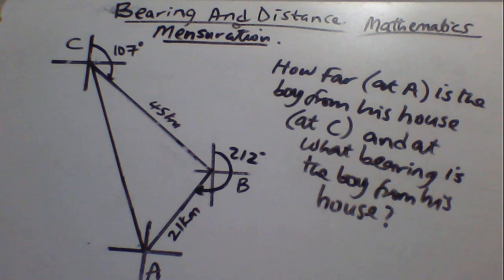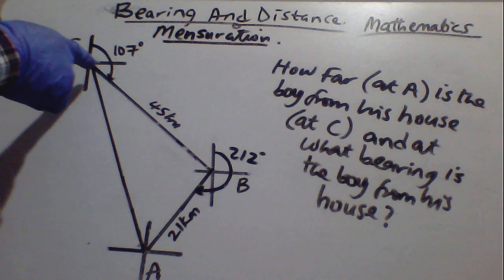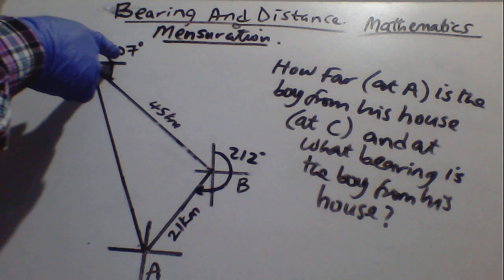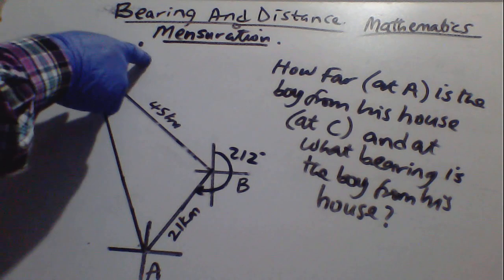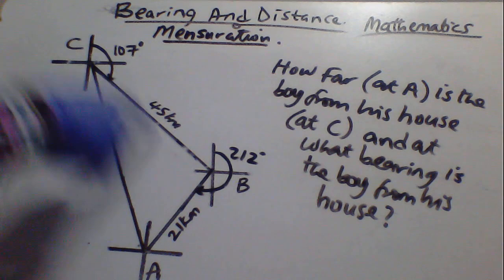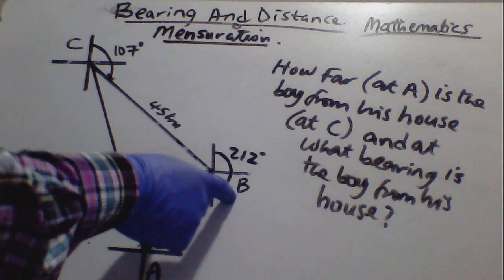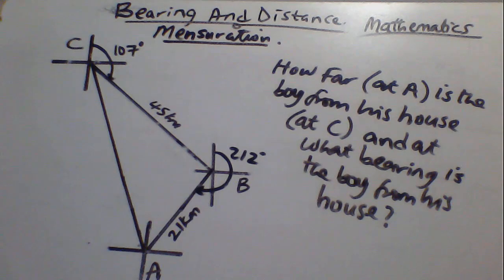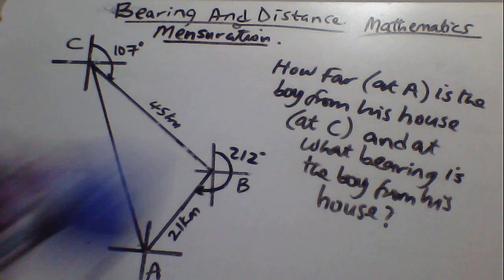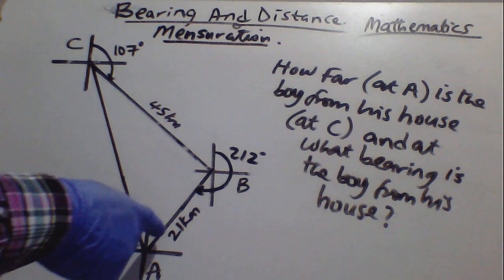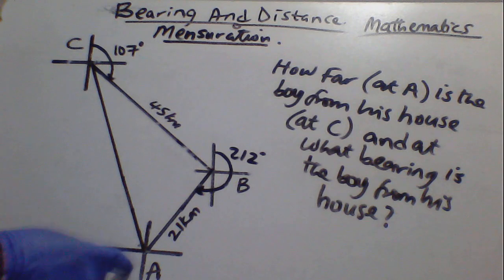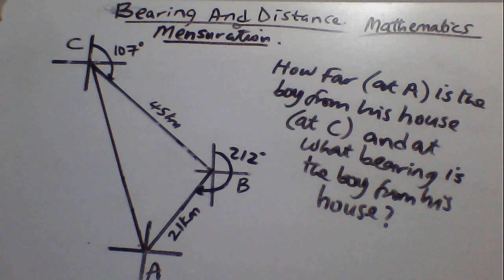So the question is from an exam question. The question goes this way: a boy walked to a church service. A boy went to a church service from his house at a bearing of 107 degrees, at a distance of 45 kilometers from his house to the church. Church is at B. So when the service ended, he walked to his friend's house at an angle of 212 degrees and a distance of 21 kilometers to his friend's house. So you are asked, how far is the boy from his house?